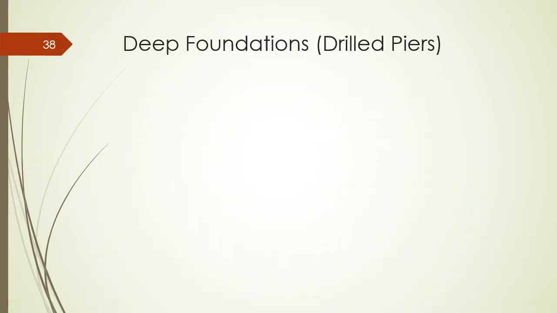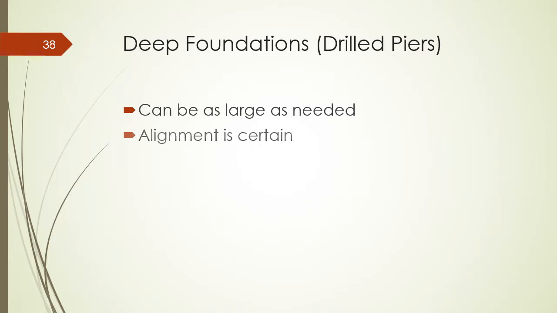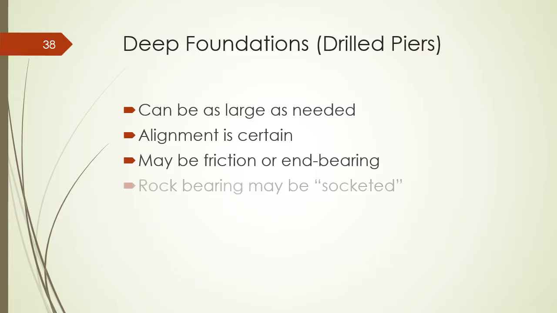Drilled piers. They can be as large as needed. And when I drill a pier, my alignment is certain, as opposed to driving in a pile. Think of it more as you drill a hole, putting in a screw, as opposed to driving in a nail and hoping it goes in straight. Drilled piers can be friction or end bearing. If they are bearing on rock, they may be socketed.